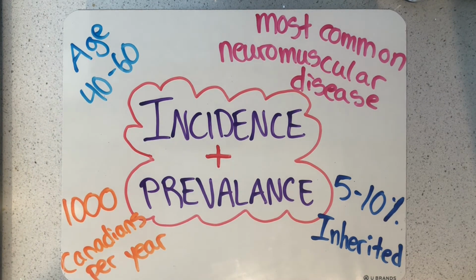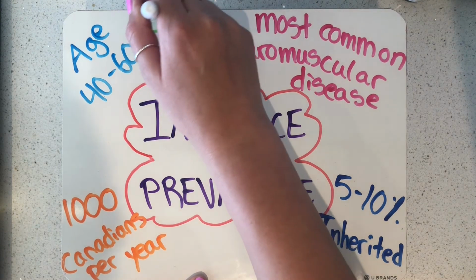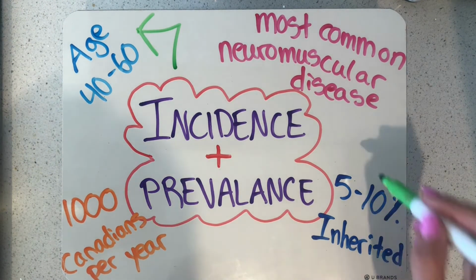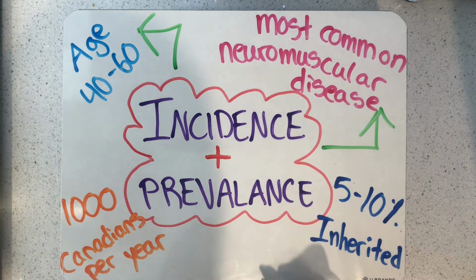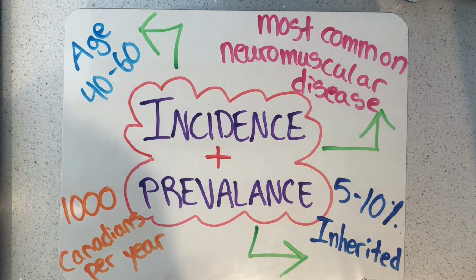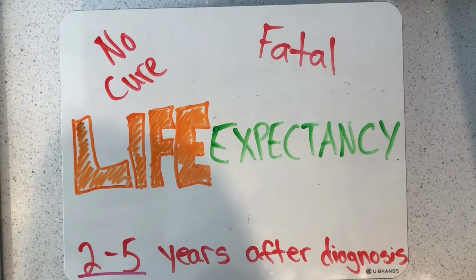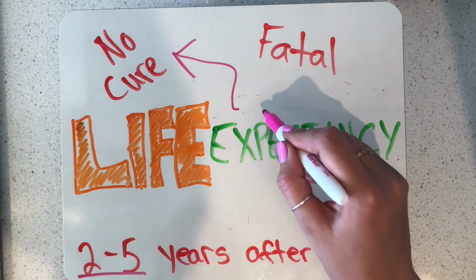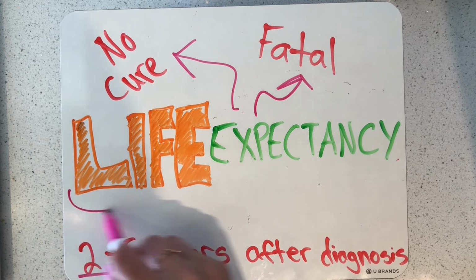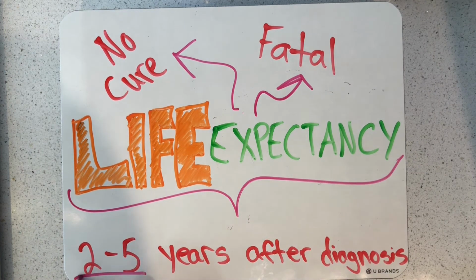The incidence and prevalence of amyotrophic lateral sclerosis occurs most often between the ages of 40 and 60. This is also the most common neuromuscular disease. With 5 to 10% of cases, this is an inherited condition. About 1,000 Canadians per year are diagnosed with amyotrophic lateral sclerosis. There is currently no cure for amyotrophic lateral sclerosis. This means that it is a fatal condition, resulting in a life expectancy of 2 to 5 years after diagnosis.